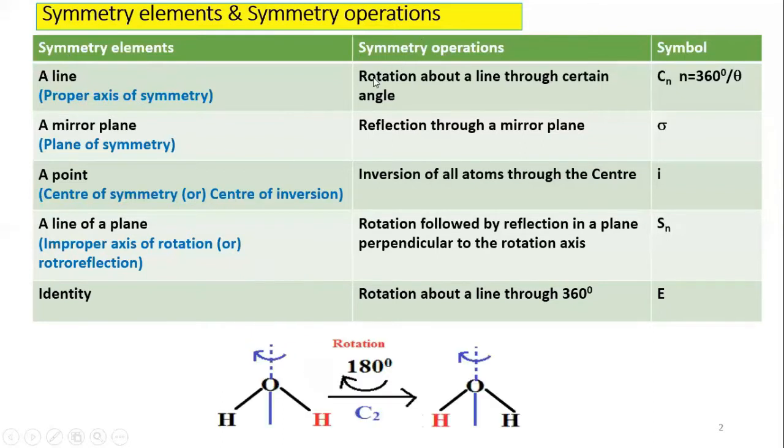Here is a symmetry operation called rotation, and this is performed with respect to a symmetry element called a line or an axis. This is the water molecule, in which a line is passed through the oxygen atom perpendicular to the plane of the molecule. The water molecule is bent in shape, planar in nature. Rotation is carried out with the help of this axis through 180 degrees, and we get an indistinguishable configuration, and this is represented by the symbol Cn.